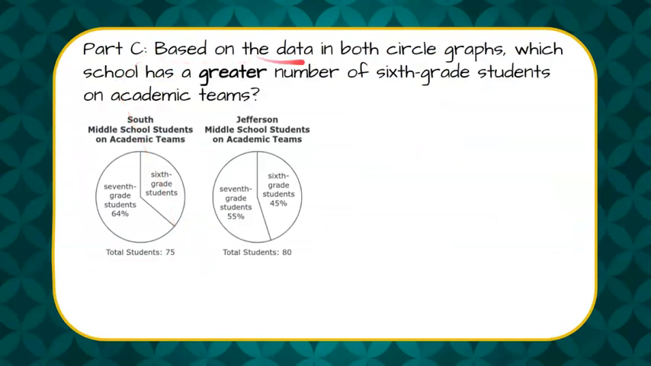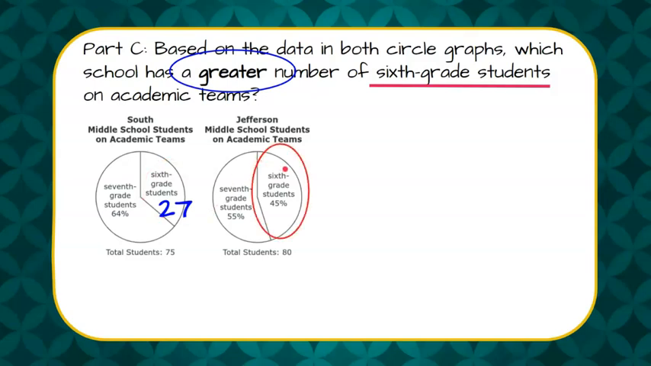Part C, based on the data in both circle graphs, which school has a greater number of 6th grade students on academic teams? So now we're going to have to use both graphs. We're looking for the greater number of just the 6th grade students. We've already found from South Middle School in the previous problem that 27 of their students are on academic teams. So now we need to go to Jefferson and find the number of 6th grade students on their team. They tell us in the circle graph that 45% of the students are in 6th grade and on the team. So of the 80, 45% are 6th grade.